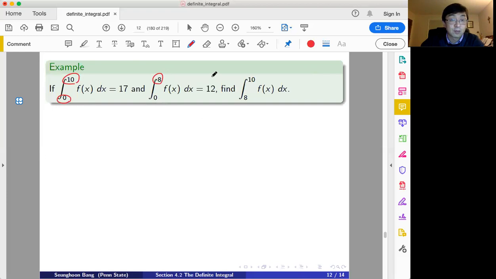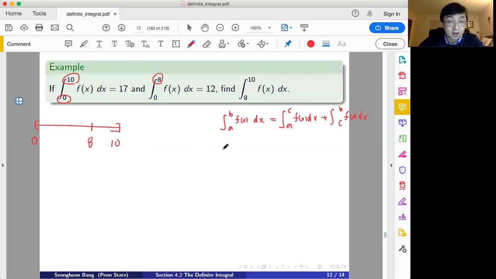We have three numbers, so we can draw a real line. This is 0 and 10, and the middle one is 8. Do you know this one? The integral from a to b of f of x dx, you can change it to the integral from a to c of f of x dx plus the integral from c to b of f of x dx.